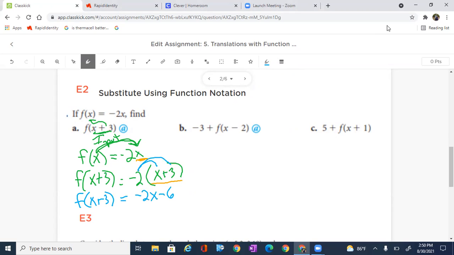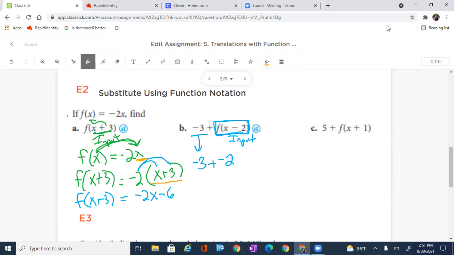Now we can continue to keep working with this, except for the fact that there's just a value on the outside, negative 3 plus f of x minus 2. So this is going to be our new input right there. And you'll notice that input is only affecting this portion of the equation. So negative 3 stays exactly where it's at, plus, and I'm going to write negative 2.